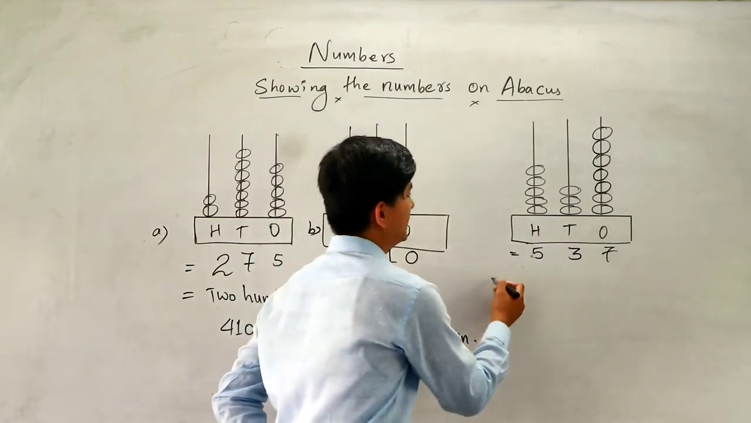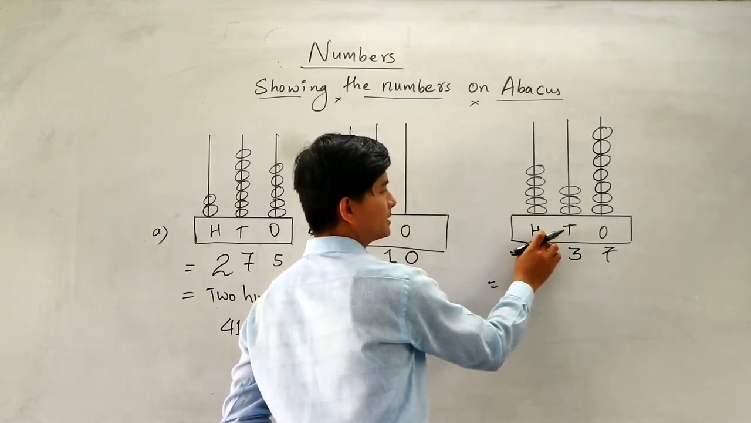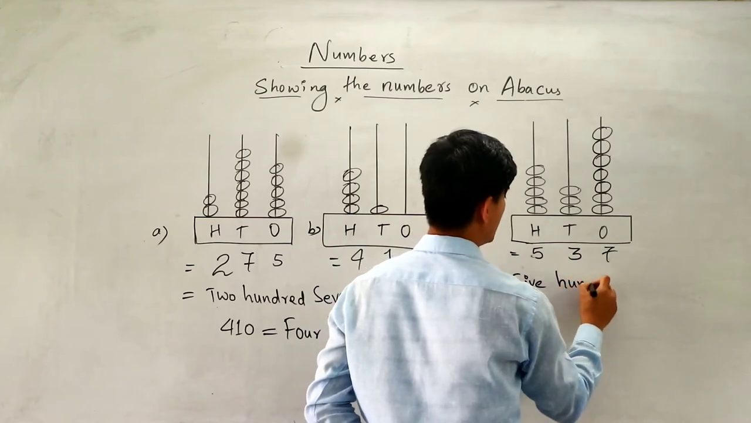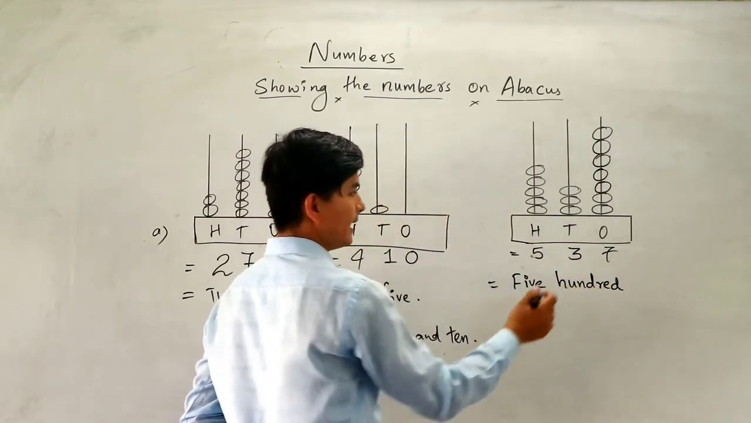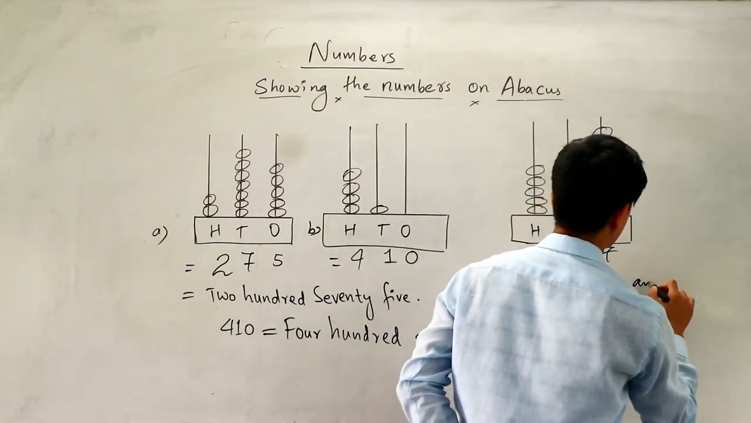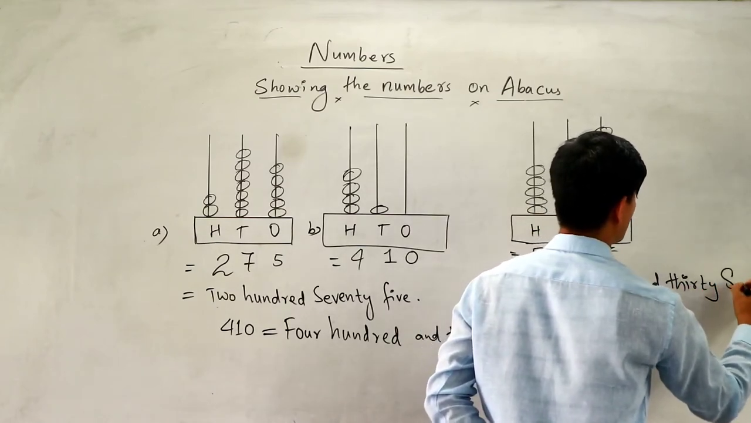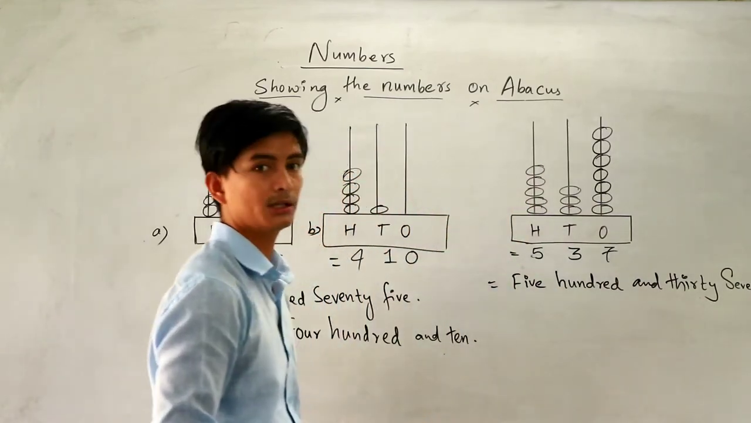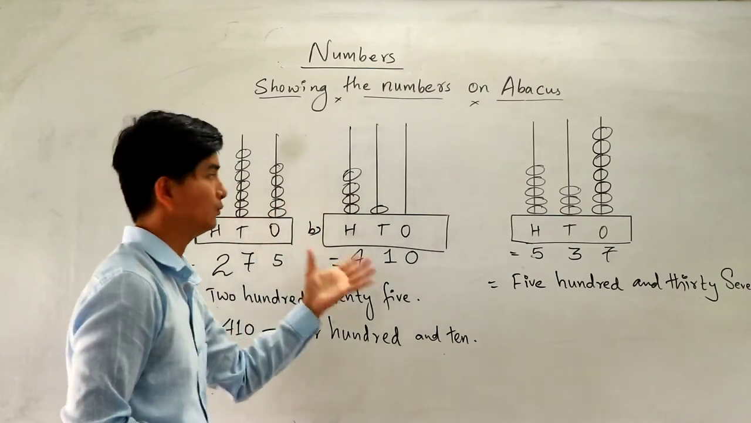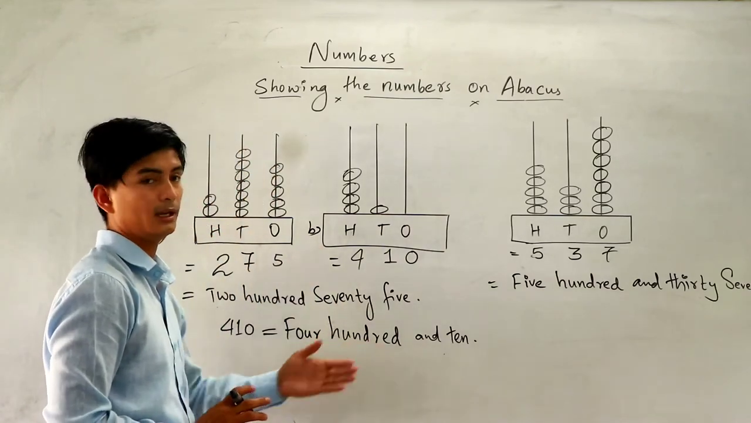So, let's write the number name. 500. Which place is this number? In which place was it here? 5 was in the hundreds place. So you can write here F I V E, five, H U N D R E D, hundred, 500. And you have 3 tens, so it is 30, 37. And 30 is spelled T H I R T Y, and 37 is S E V E N, seven. Okay, so I have shown you here the place value as well as the number, how you can use the abacus and count the number, as well as how to write that number in number name as well.